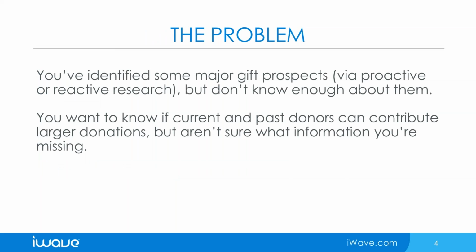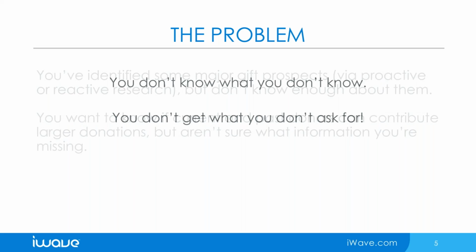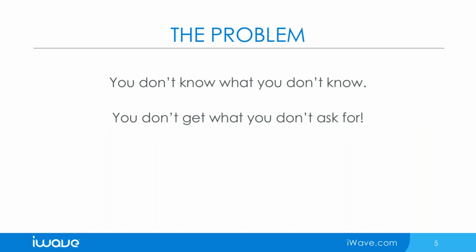So let's get started. If you work in prospect development, I'm sure you've run into this problem many times, probably on a daily basis. Maybe you've identified some major gift prospects, either through your own proactive research or maybe as a reactive request, but you still don't know enough about the prospect to make any major recommendations. A separate but still related problem is that you want to know if your current or former donors can contribute larger gifts than they have historically, but you aren't sure what information you're missing to get started. It all boils down to a case of you don't know what you don't know.